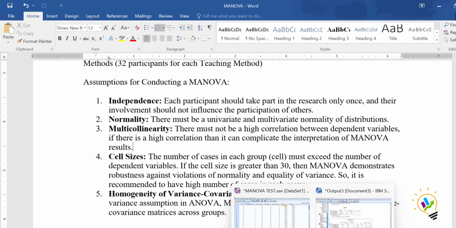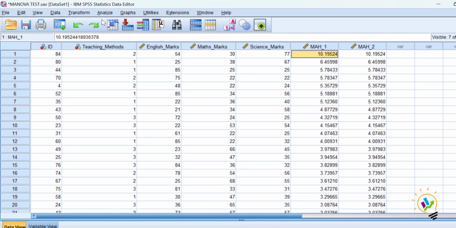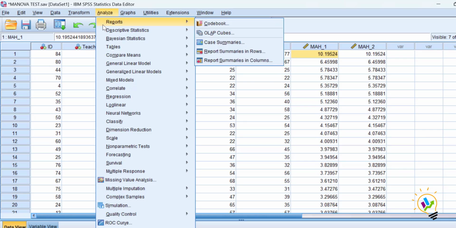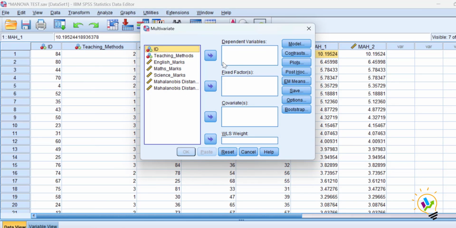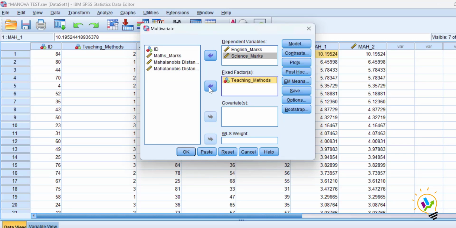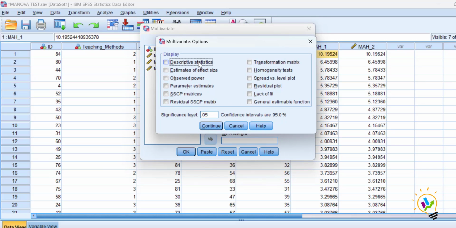For doing MANOVA, we need to go to Analyze. In Analyze, we go to General Linear Model, then Multivariate. In dependent variables, we are selecting English marks and science marks. We are not taking mathematics marks. And the teaching method we are taking as fixed factor. And in options, select descriptive statistics and select the homogeneity test.